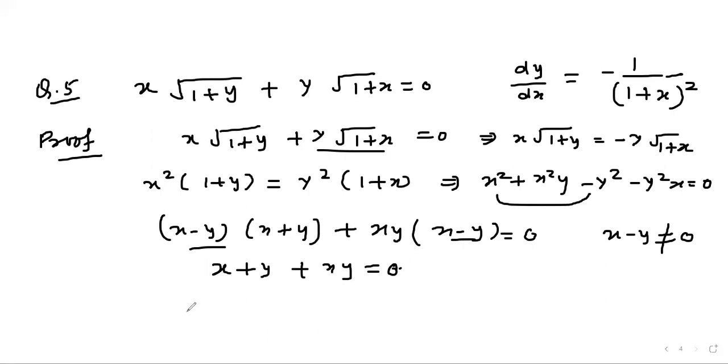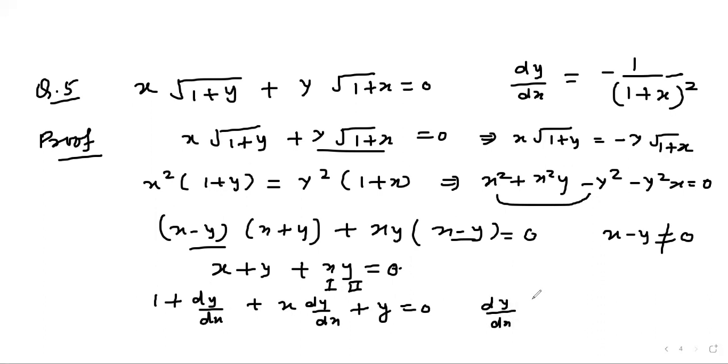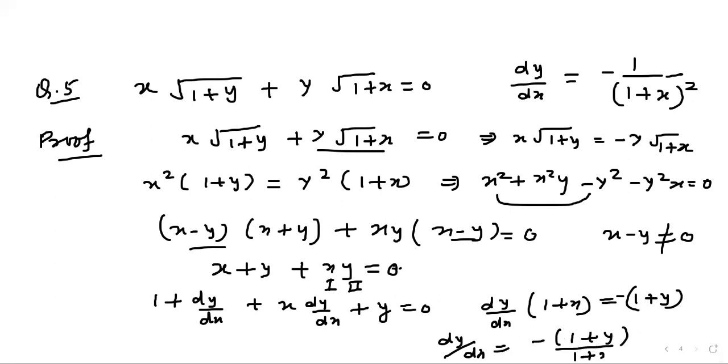So let's differentiate it. So 1 plus dy by dx plus, here we apply product rule, x dy by dx plus y equal to 0. From where we get dy by dx common. So (1 plus x), and (1 plus y) we shift to the other side with negative sign. So we have got dy by dx equal to minus (1 plus y) divided by (1 plus x).